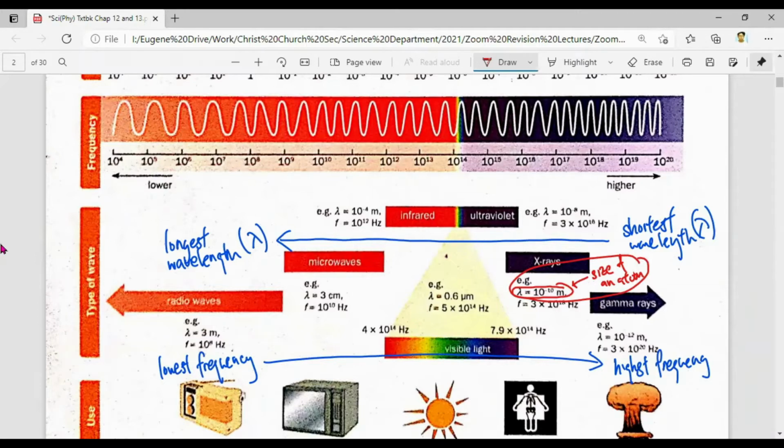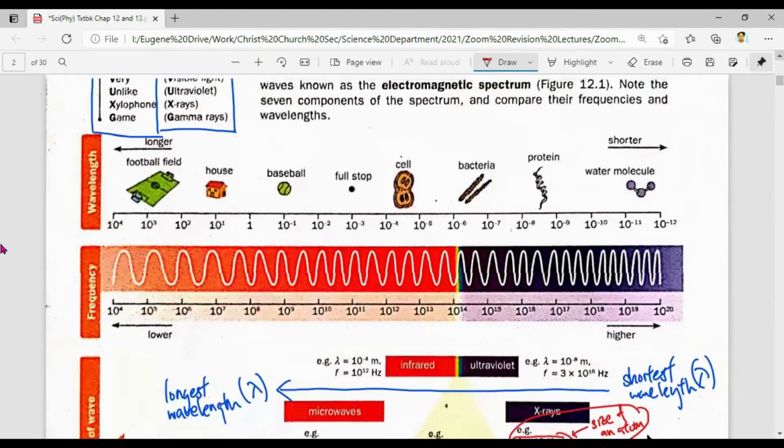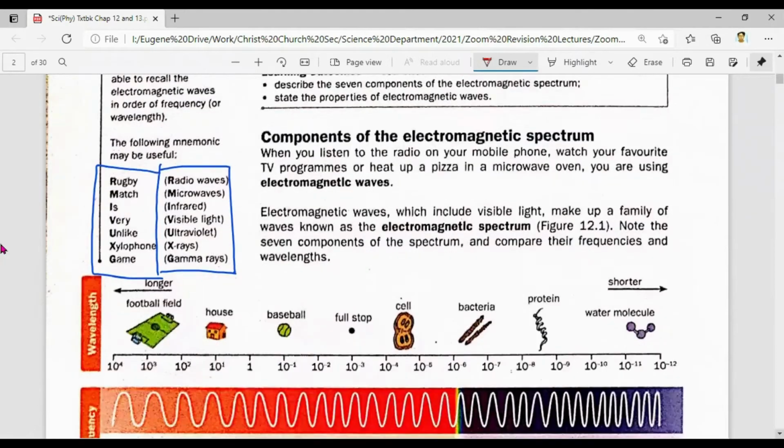So first up, the order. Second, you need to know which one is the shortest wavelength and which one is the longest. Next, you need to know which is the lowest frequency and which is the highest frequency. So this is the order in terms of the EM wave. But what exactly are EM waves? Now we're going to cover their properties.